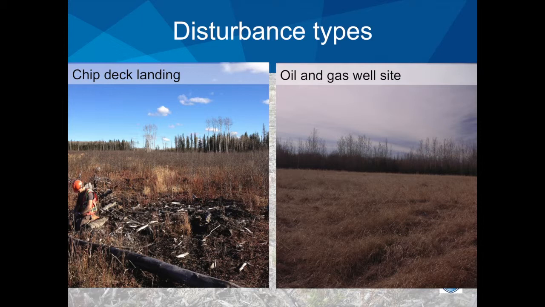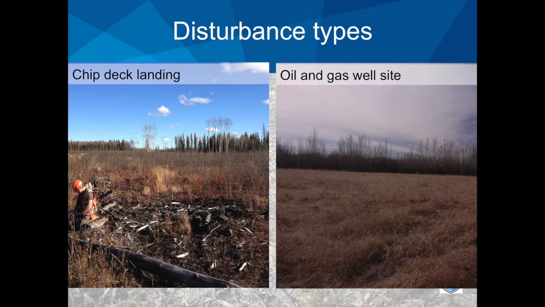Today, the disturbance types that I'm going to be focusing on are disturbances as a result of forest harvesting operations and disturbances as a result of oil and gas activity. For the forest harvest disturbances, I'm focused on chip deck landings. In the area I was studying, DMI, or Daishowa-Marubeni, is a pulp mill in the region, and they actually bring a chipper on site to chip the aspen for their pulp mill. So this is a pretty heavy disturbance. It severely compacts the soil.